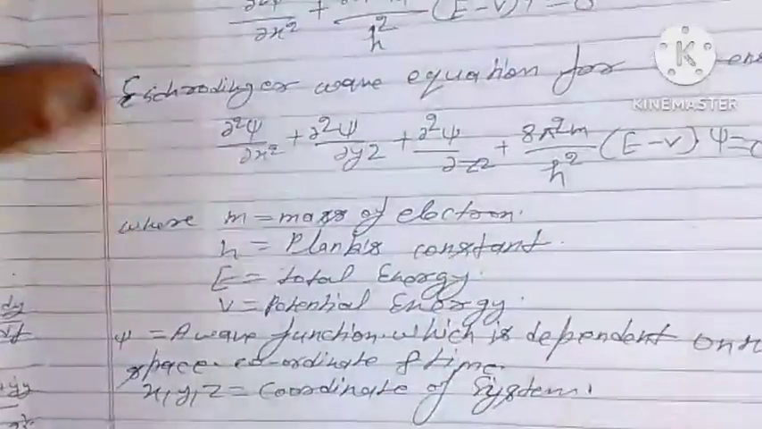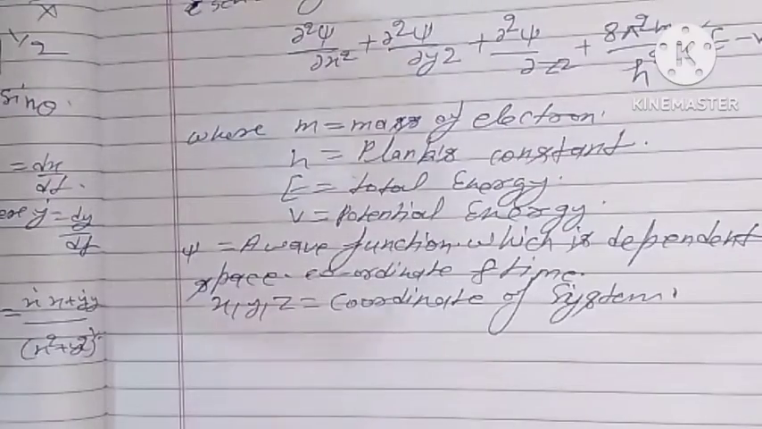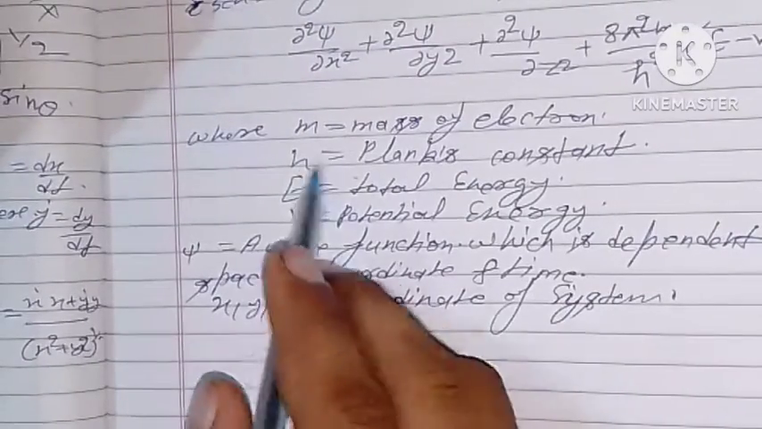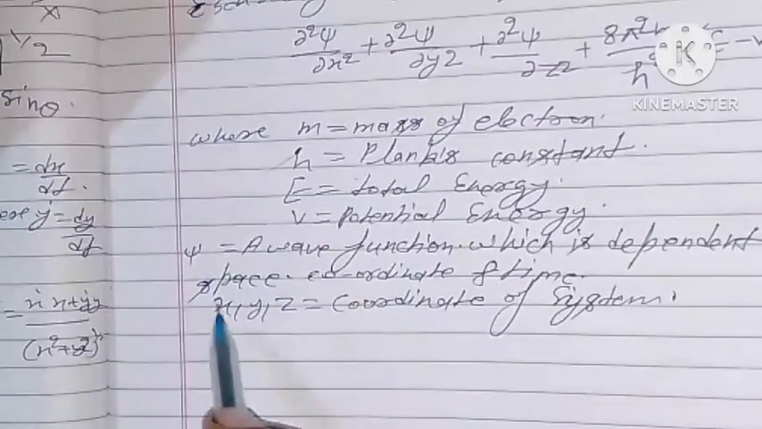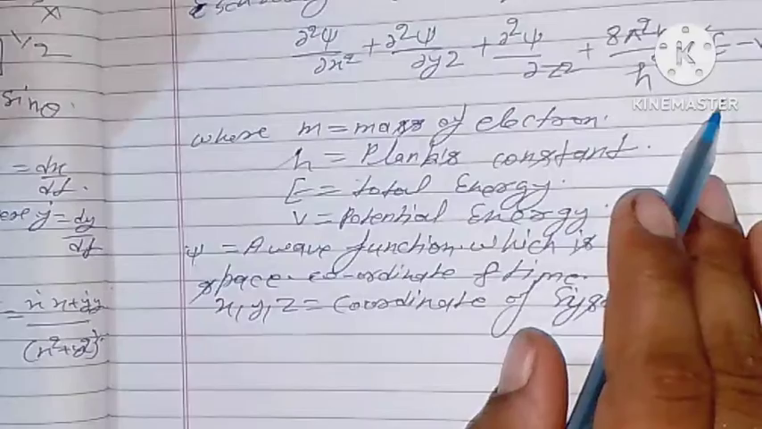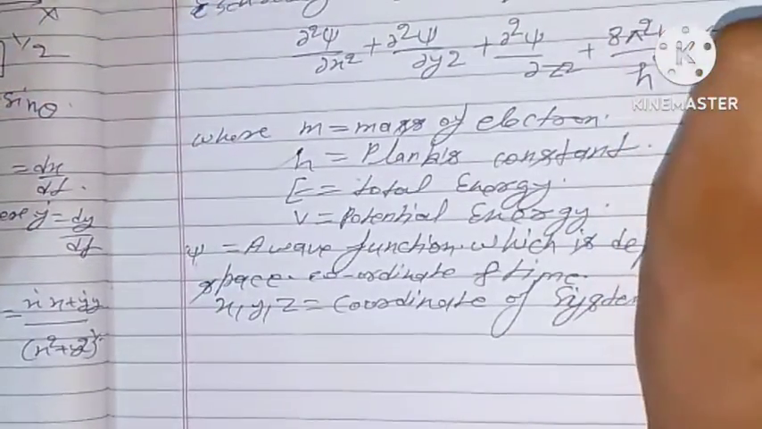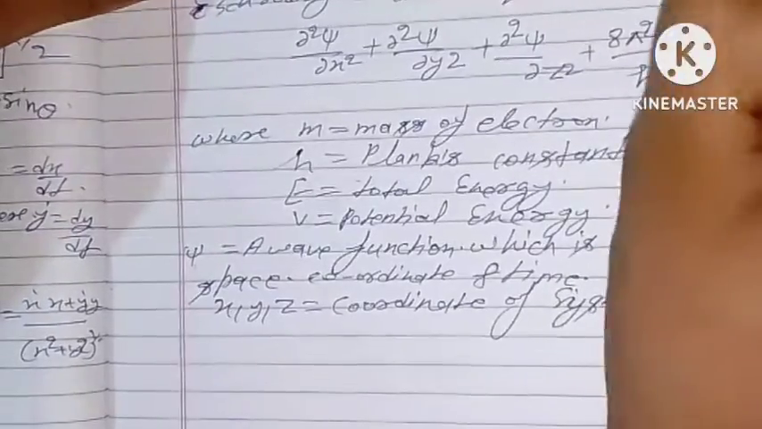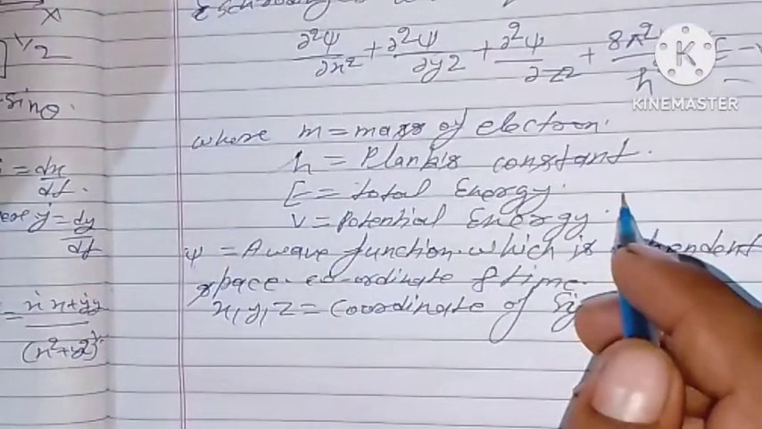Hence, the Schrodinger wave equation shows the relationship among the mass of electron m, total energy E, potential energy V, Planck constant h, and the wave function of the electron psi. This is equation number 2, and this is equation number 1.